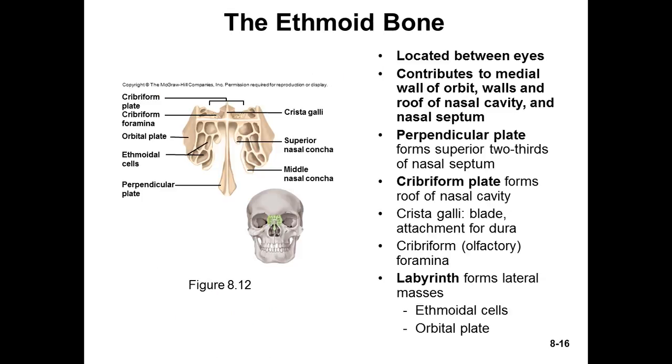The ethmoid bone is located between your eyes, as you can see, and it goes down into the upper part of the nasal cavity. So it's the medial wall of the orbits, which is the medial portion of your eye sockets, and of course the roof of what? Your nasal cavity.